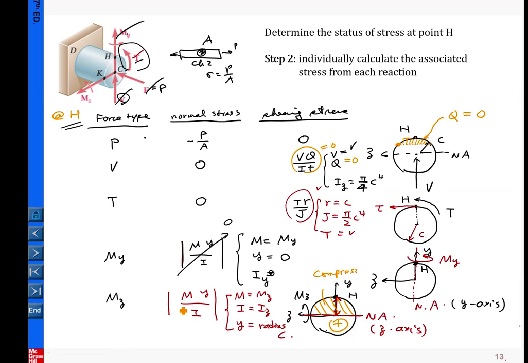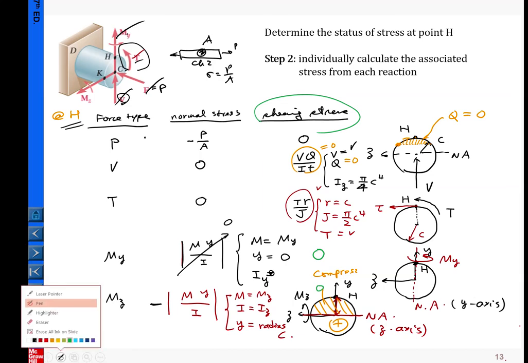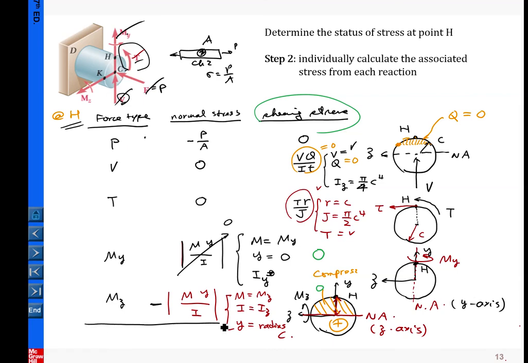So basically here this is a magnitude, and then here you need to add a minus sign because we identified this is compression. Okay, and also, the bending stress contributes nothing to shear stress, so that is 0 here. Okay, so now we add it up together. Now we apply the superposition principle. So basically we take the summation. So here we add up the two components.